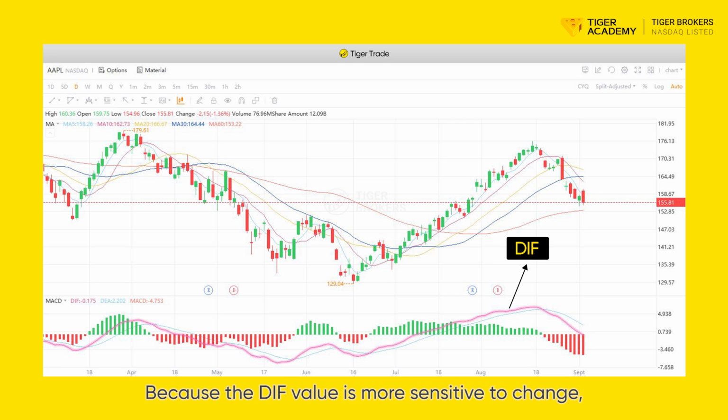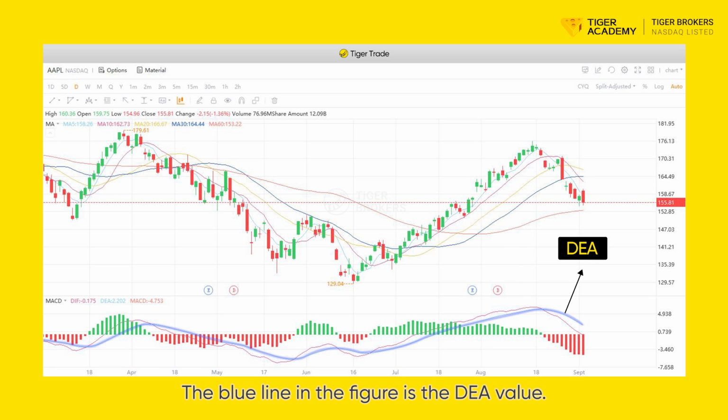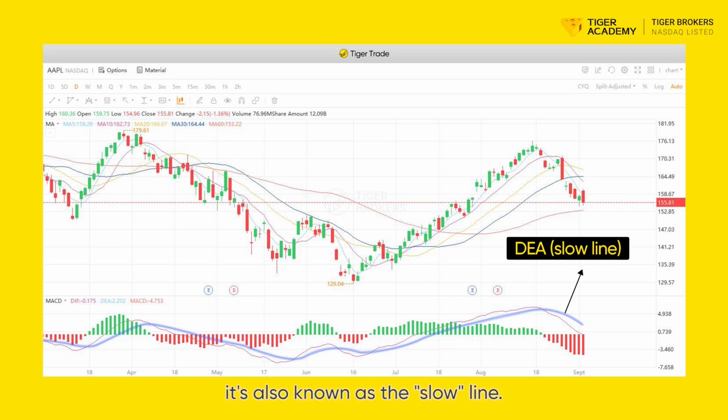Because the DIF value is more sensitive to change, it's called the fast line. The blue line in the figure is the DEA value. It's the 9-day moving average of the DIF value. Because of its slow change, it's also known as the slow line.